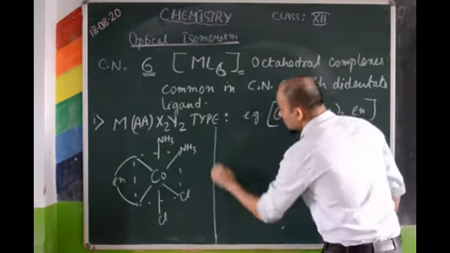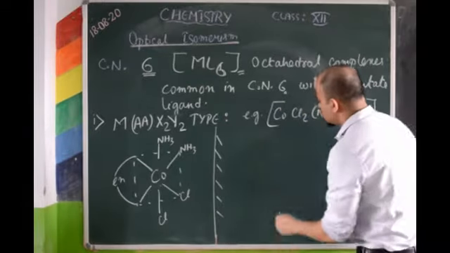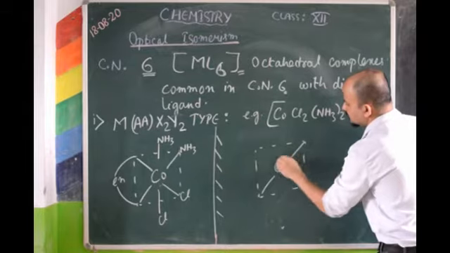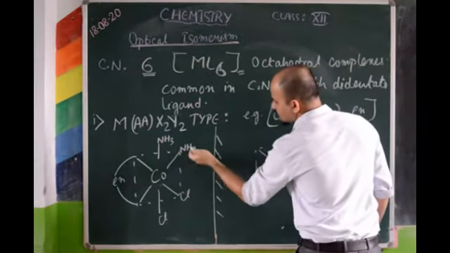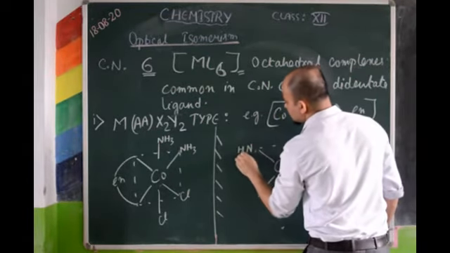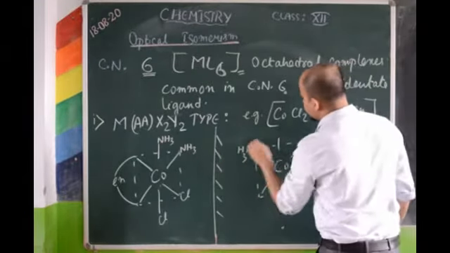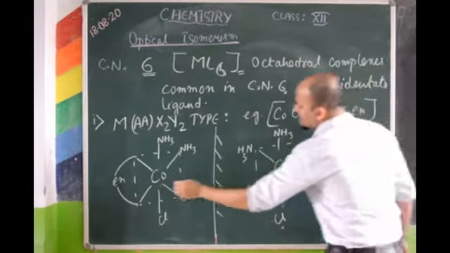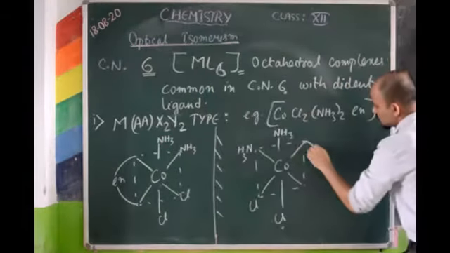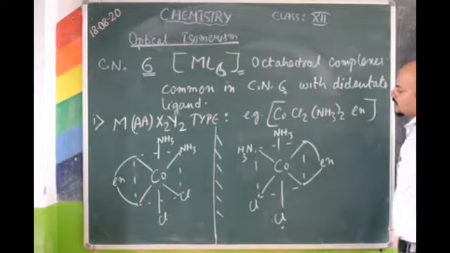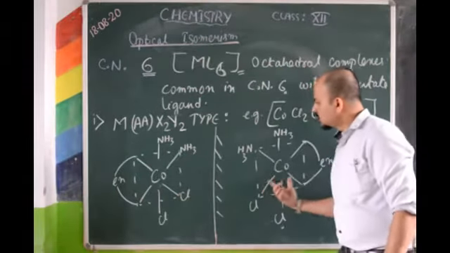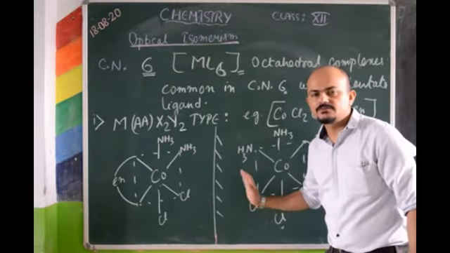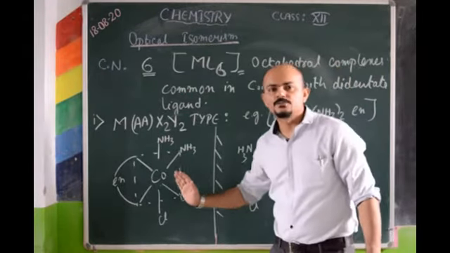Now if you want to have the mirror image of this one, you can easily draw it. So here what is present? NH3. It is nearest to the mirror, so this NH3 will be present here, the other NH3 here, Cl, and since this En is farthest from the mirror, here also En will be farthest from the mirror. Now these two complexes are mirror images of each other. They have a mirror image relationship, but they are not superimposable.